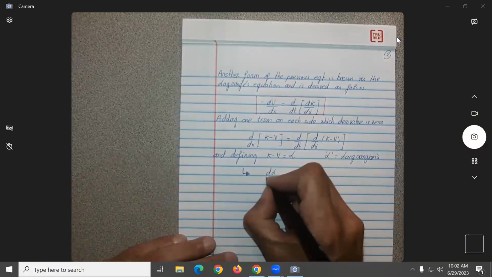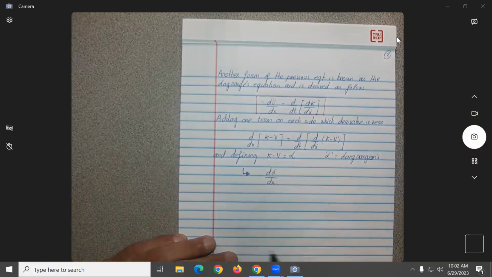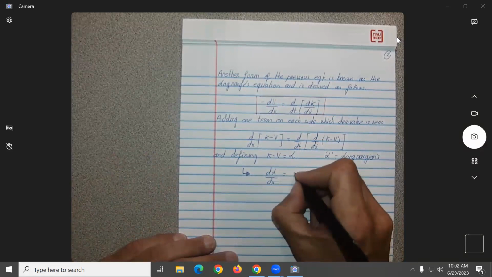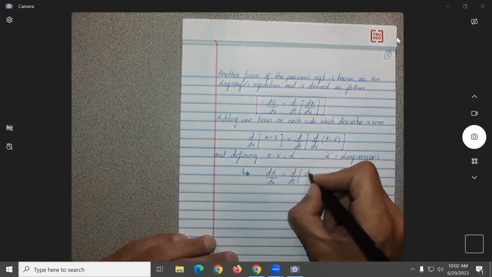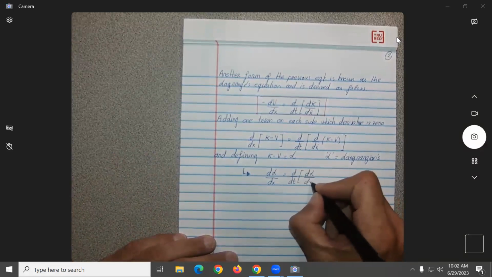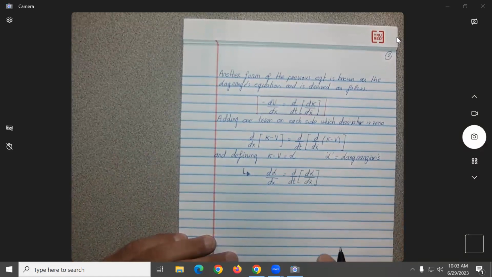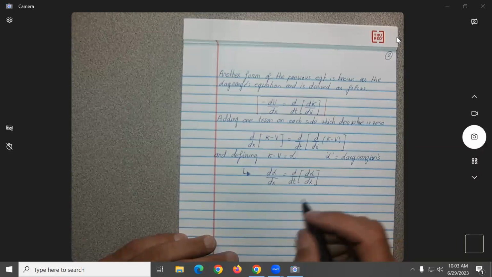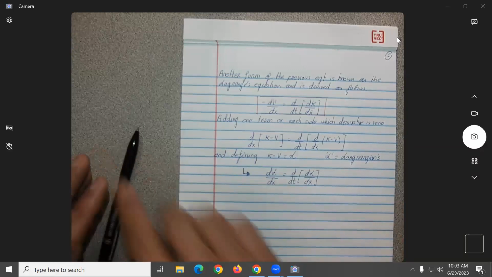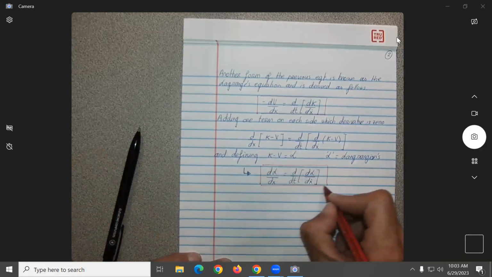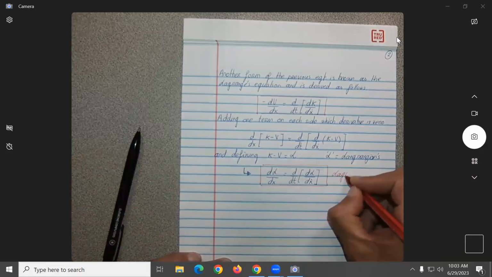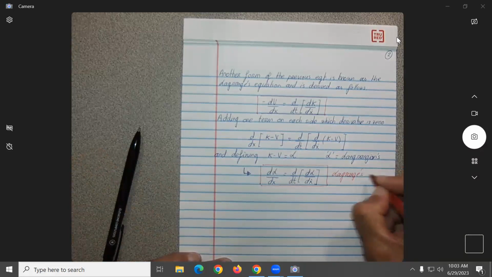dl dx equals d dt of dl dx dot. Okay, and we can leave it this way. Okay, and this is what is known as the Lagrange equation.